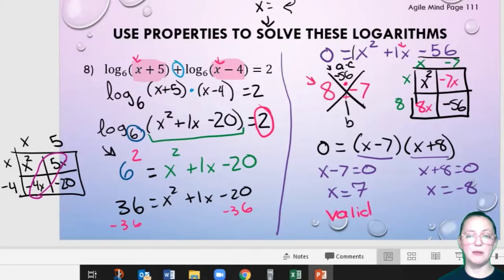Then I'm going to do that same check with our minus 8. Negative 8 plus 5 is negative 3. So this argument is going to be negative, which that alone is enough to make this extraneous. With this x minus 4, if I substitute in my negative 8, minus 4 is also negative. So this argument also doesn't work. So our x equals negative 8 is extraneous and our x equals 7 is valid.